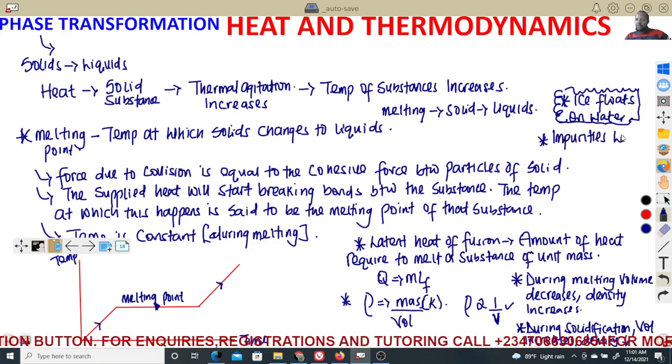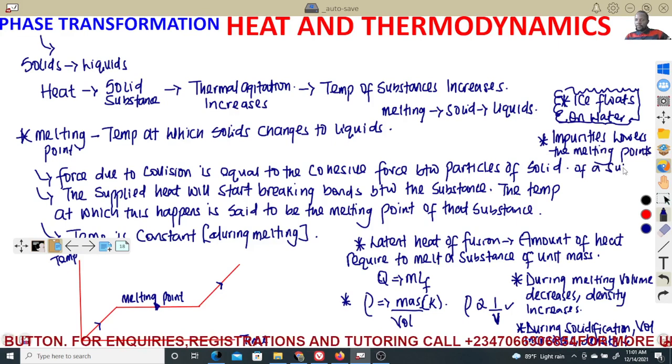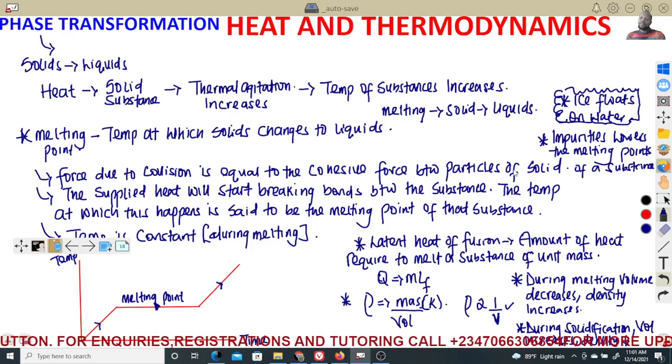Impurities lower the melting point of the substance. All these are very important for junior students that are still writing junior exams, that is O-level exams. These are things you need to know.